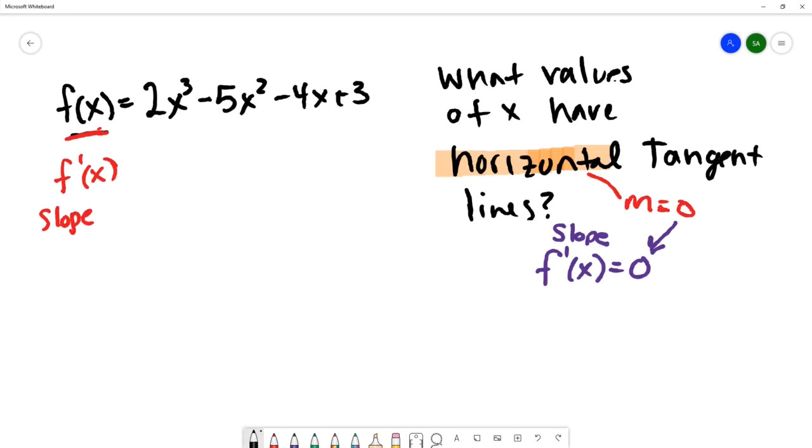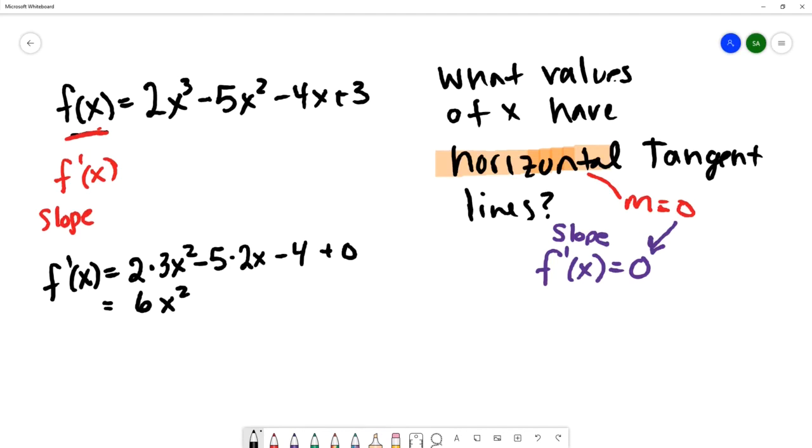So let's calculate the derivative of this function. The derivative of 2x cubed, 2 is a constant multiple, I'll carry that down. On x cubed, I'll use the power rule, that's 3x squared. 5 is a constant multiple, I carry it down. Derivative of x squared is 2x using the power rule. The derivative of negative 4x is negative 4, and the derivative of a constant is 0. So we've calculated this derivative to be 6x squared minus 10x minus 4.